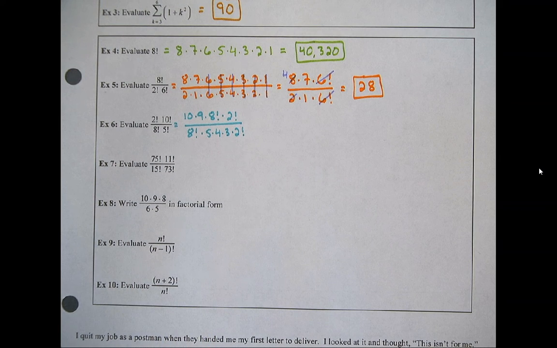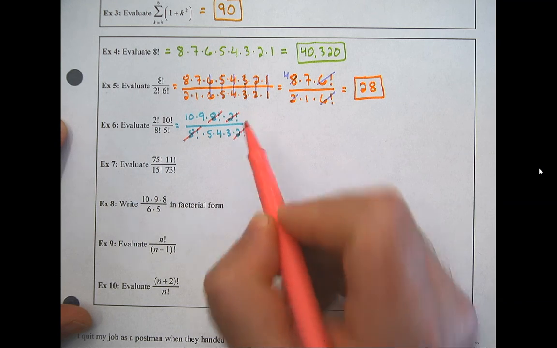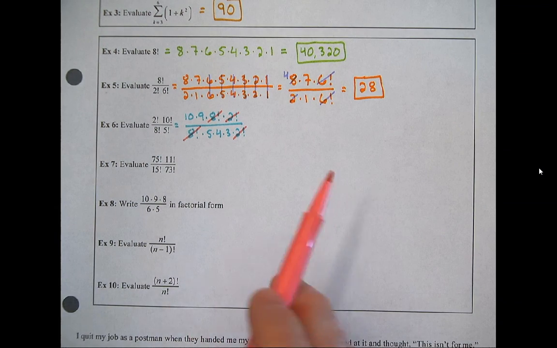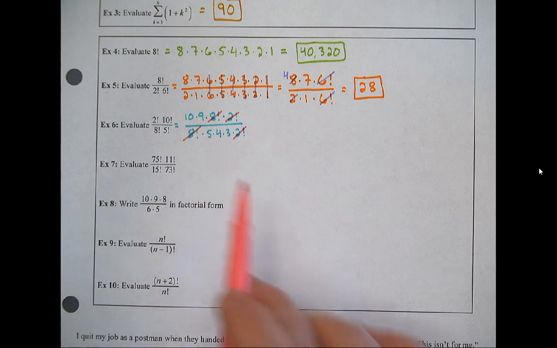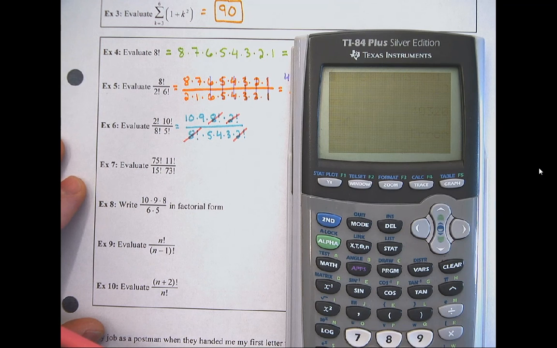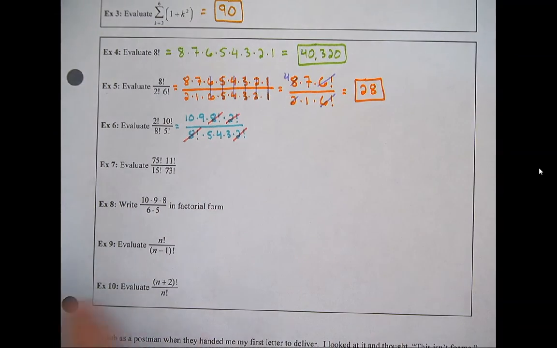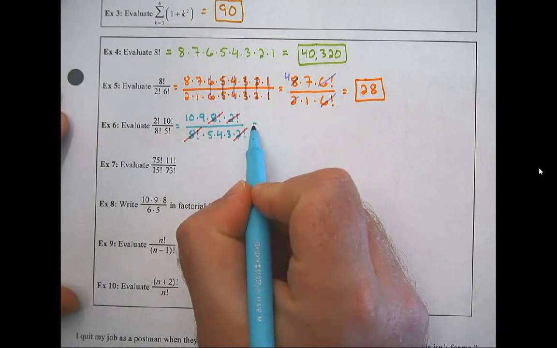And now I've got some stuff that cancels. So I can kill off 8 factorial with 8 factorial, 2 factorial with 2 factorial, and then from there you can either grab your calc to compute this, or you can start to cancel more. I think I'm going to go to my calc this time. So 10 times 9 divided by 5 times 4 times 3. So 90 divided by 60. Then I'm going to frac it back, and I would get a nice cleaned up answer of 3 over 2.